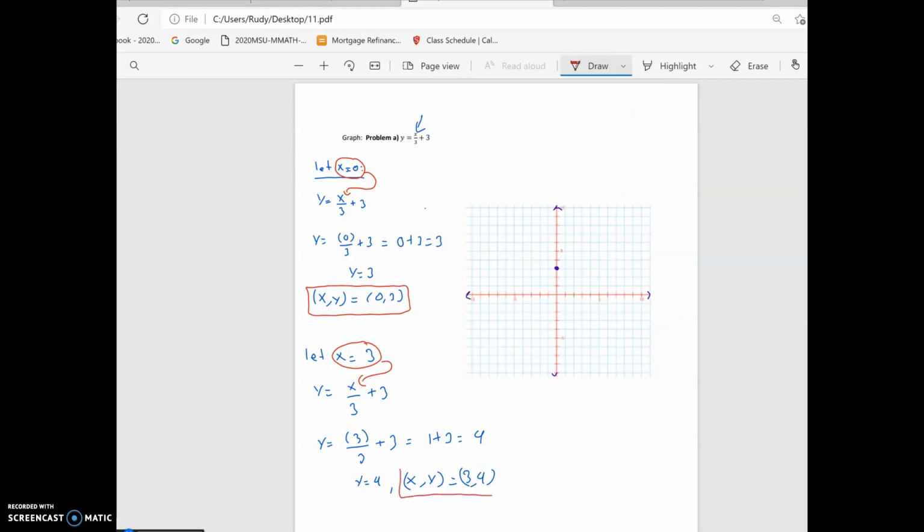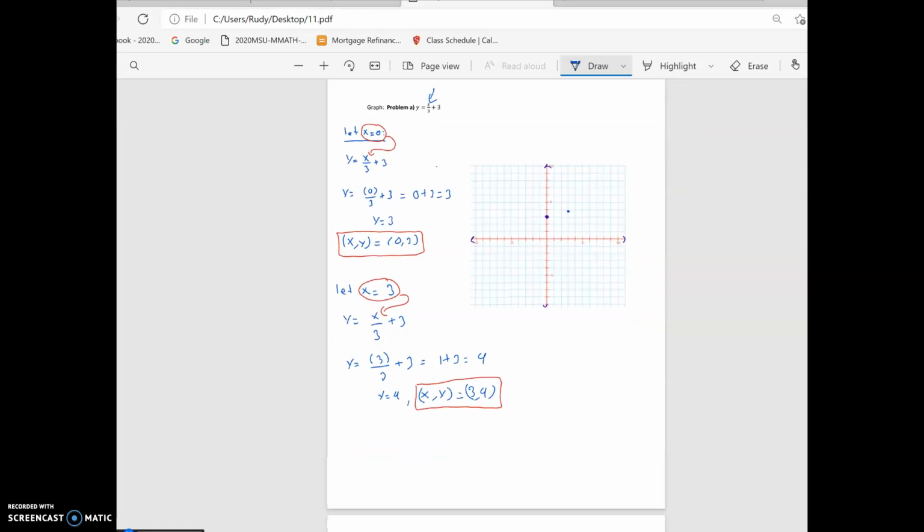Let me just box this in. This is a coordinate point that we're going to use. And once again, we're using 3, 4. So 1, 2, 3. That was 3. This will be the values of 3, 1, 1, 2, 3, 3, 4.